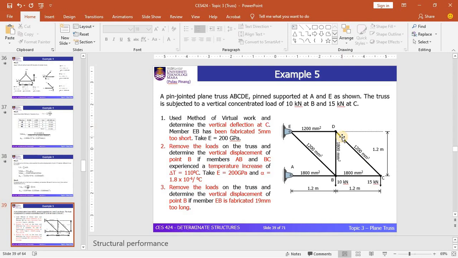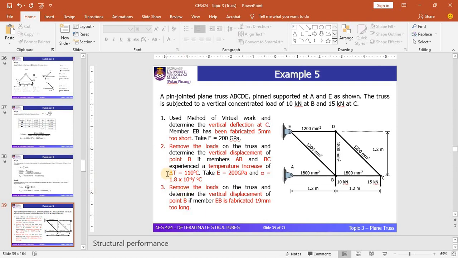So in this example, we have a somewhat more complicated truss structure system as compared with example 4. Basically, in this example, you can see that we have a truss structure system with different cross-sectional areas indicated in each member in the diagram. This truss structure system is loaded by joint loads, or nodal loads, which are 10 kN at the joint B and 15 kN at the joint C. Both of them are downwards.